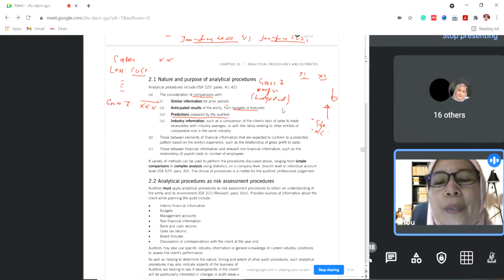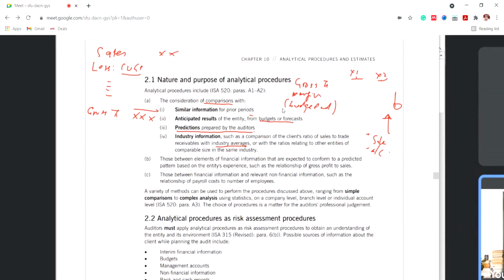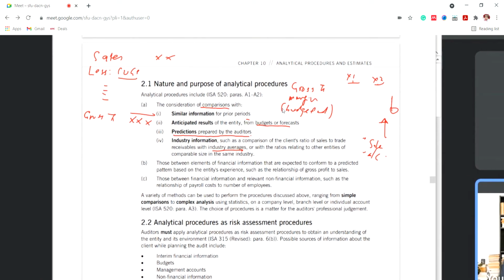Okay, industry information, such as comparison of the client's ratio of sales to trade receivables with the industry average. You can compare with the industry average. So what is the performance of the industry in that particular period? Compare the performance of the company with the performance of the industry. And then those between elements of the financial information that are expected to conform to a predicted pattern, based on the entity's experience, such as the relationship of gross profit to sales.